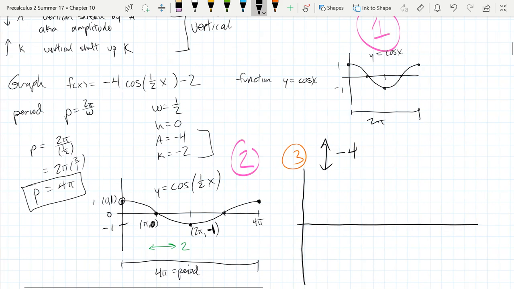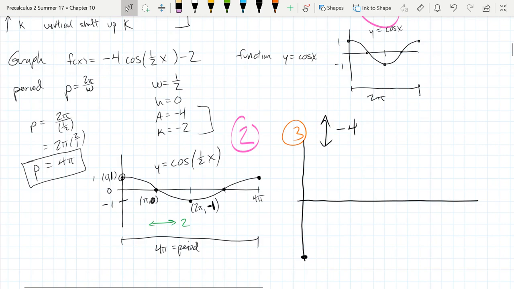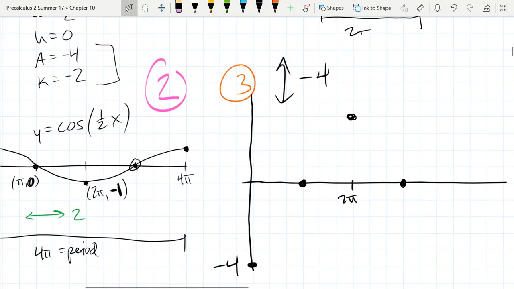So we'll start off with that left point. It doesn't go up to 4, it goes down to negative 4. Now 0 is at pi. So the point pi, 0, and then 2 pi, negative 1, 2 pi, positive 4. And then next up, we have this point, 3 pi. Oh, I think I went over 1 too far. So it's 2 pi, 4, 3 pi, 0, 4 pi, negative 4.